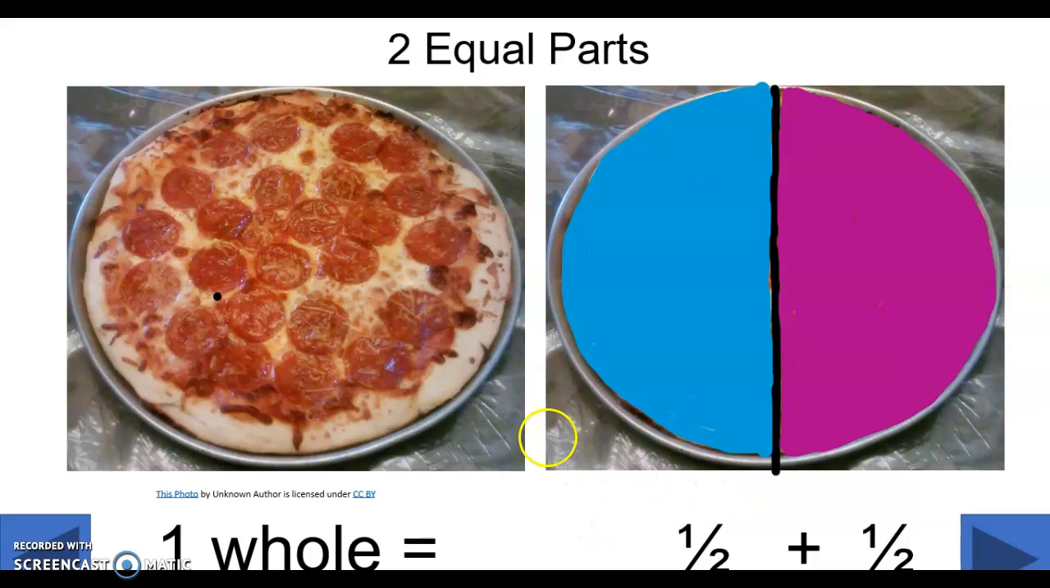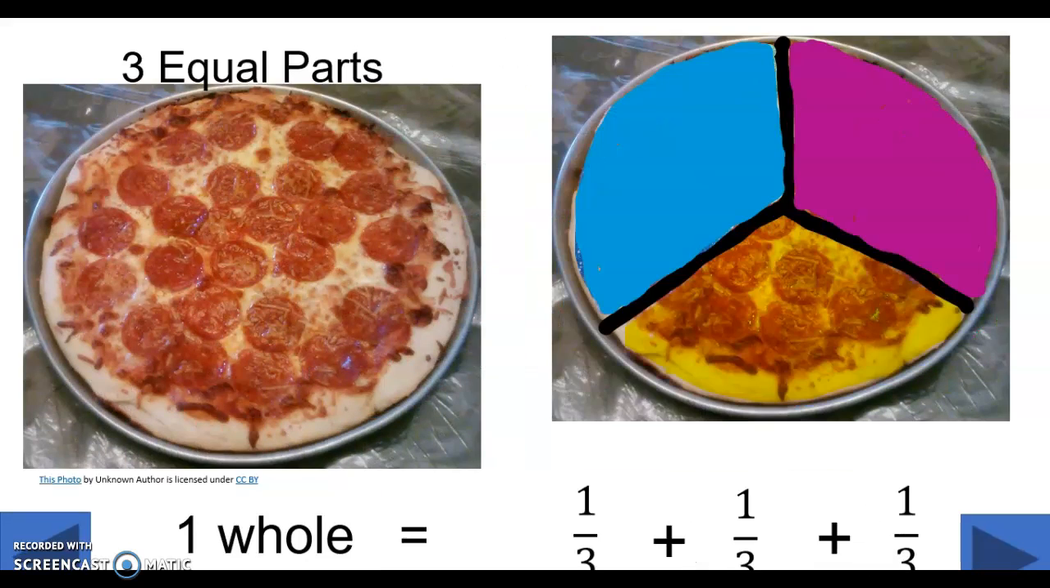This part is called 1/2. And this part is also called 1/2. They are the same. A pizza can have 3 equal parts.